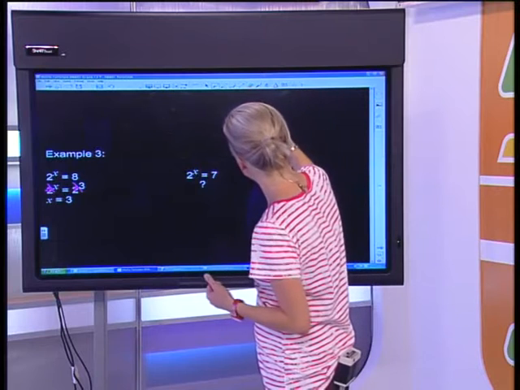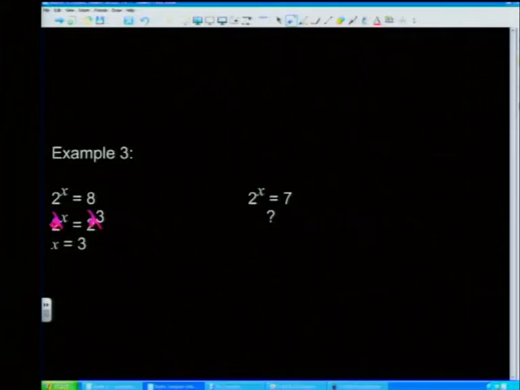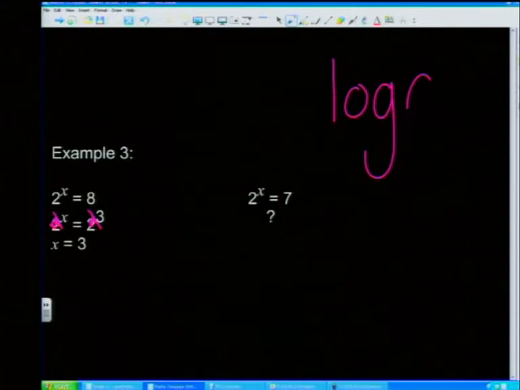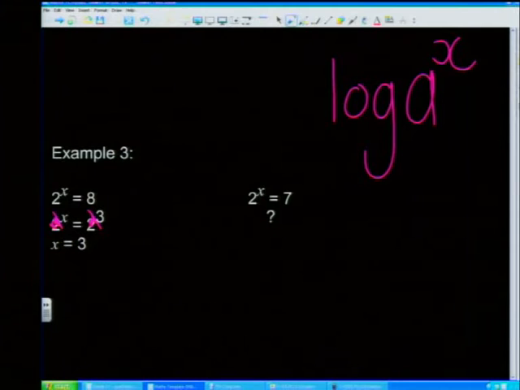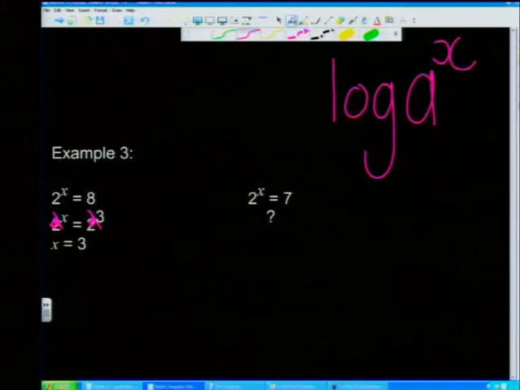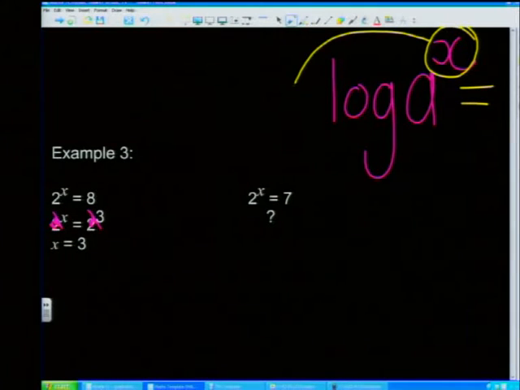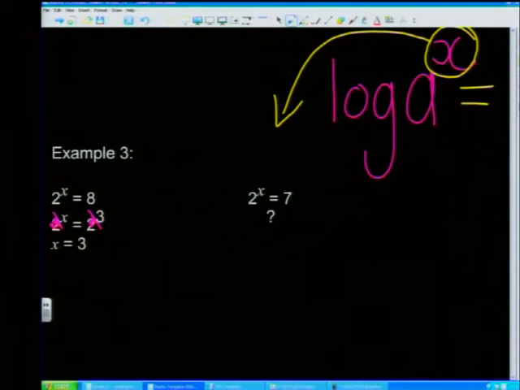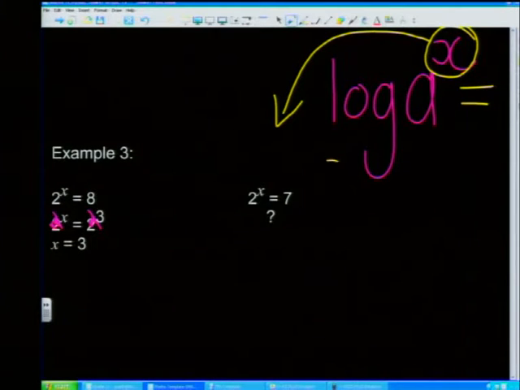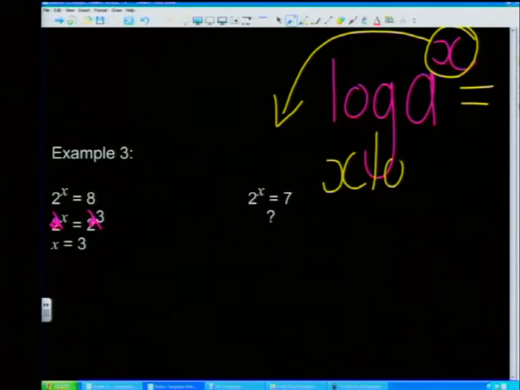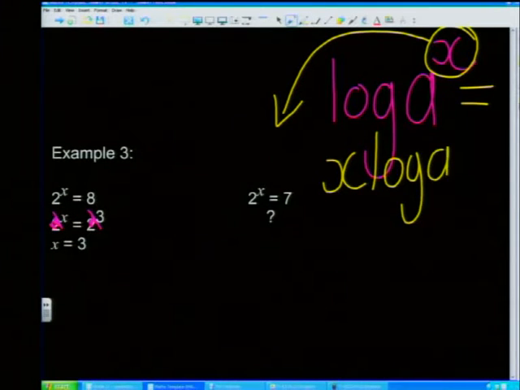Now, the third log law says to us, if I have the logarithm of any number to the power x, I can do the following operation with no consequence. I can take that x and bring it to the front. So on your calculator, it will be exactly equivalent if I write this as x log a. So that's a little trick.